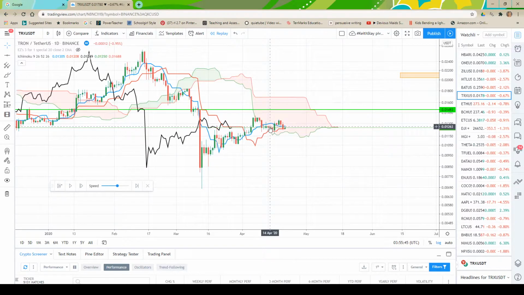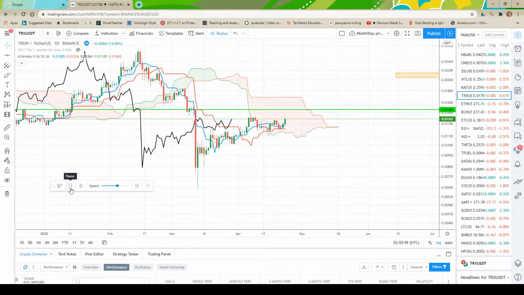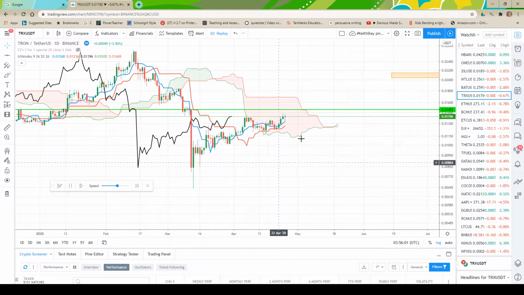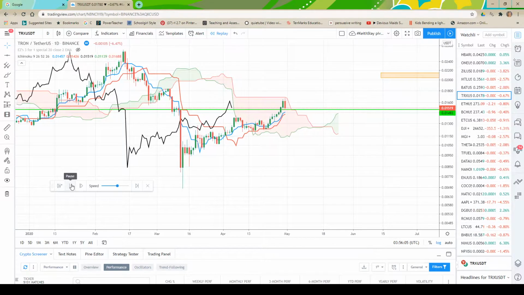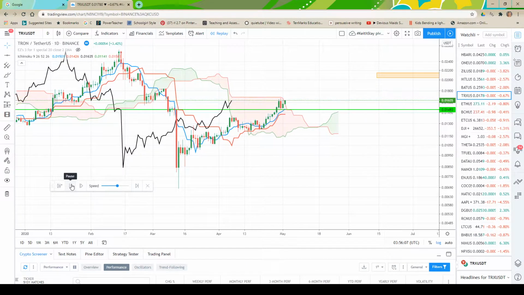Now that we're in the cloud, we do not do anything with this until it breaks the cloud. 3 out of 4 is not good enough. We cannot be in this cloud. You don't buy this until it goes over. And the cloud is sideways. Waiting. Now we're turning green over here. Uh-oh. We're flirting with the cloud.